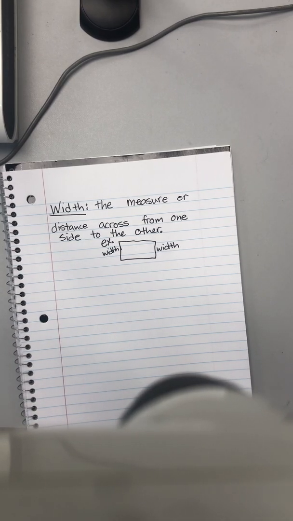How wide something is, kind of like how... yeah. All right, and then we're gonna be on page 212 in our book.